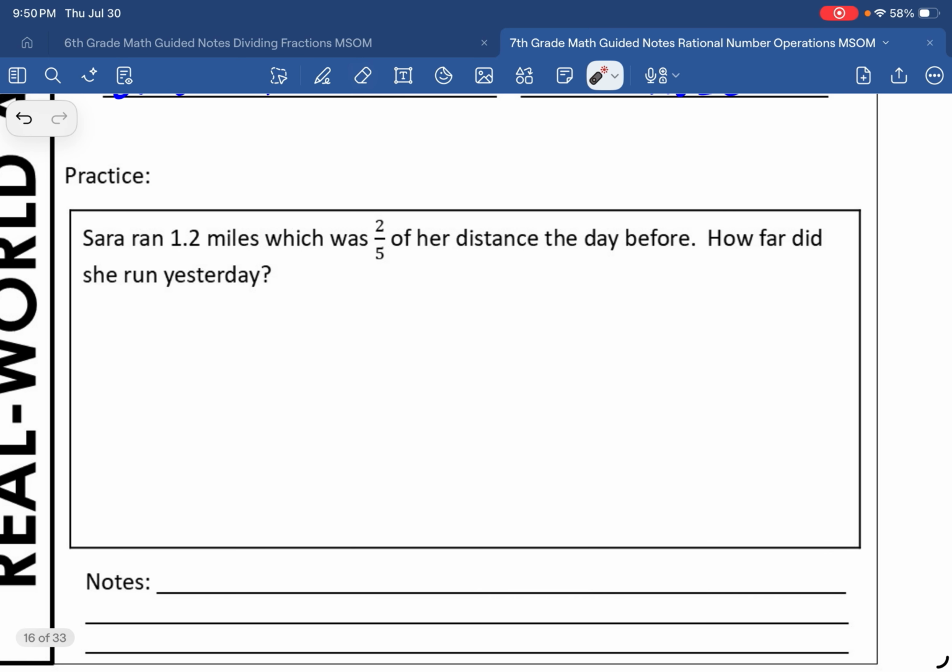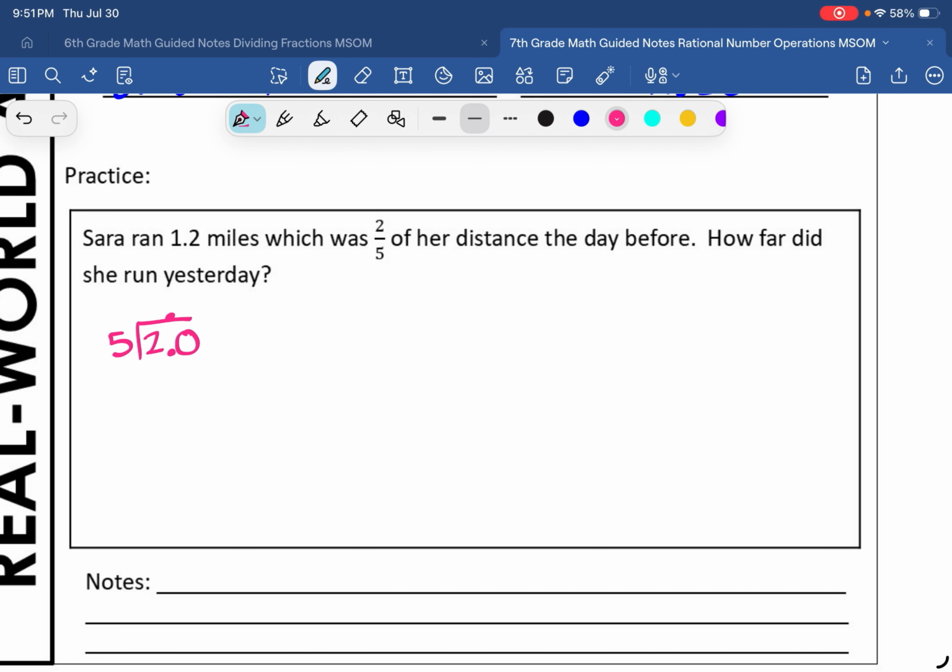Practice. Sarah ran 1.2 miles, which was 2/5 of her distance the day before. How far did she run yesterday? So I have a decimal, I have a fraction. Let's change this fraction into a decimal. I can do that by dividing. 2 divided by 5. So let's add my decimal and add my 0. 5 goes into 20 4 times, which is 20, and remainder 0. So instead of 2/5, I'm going to write 0.4.